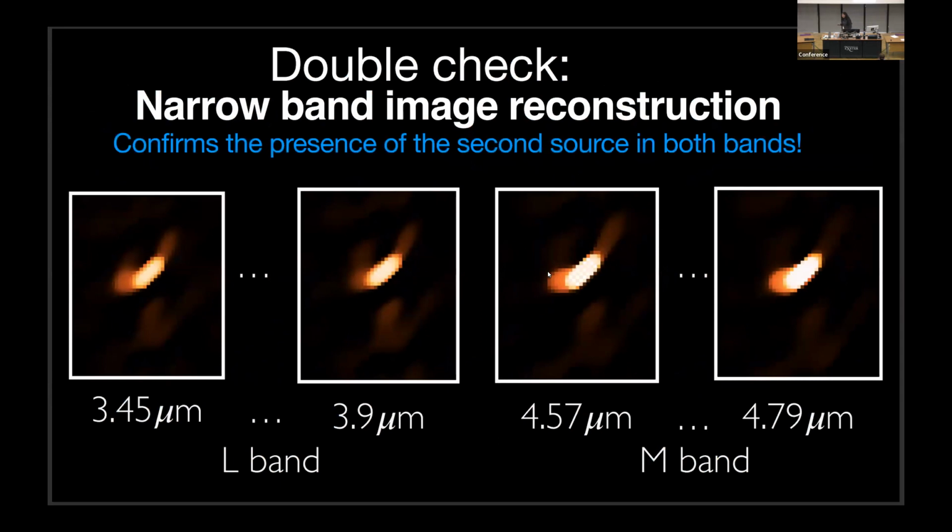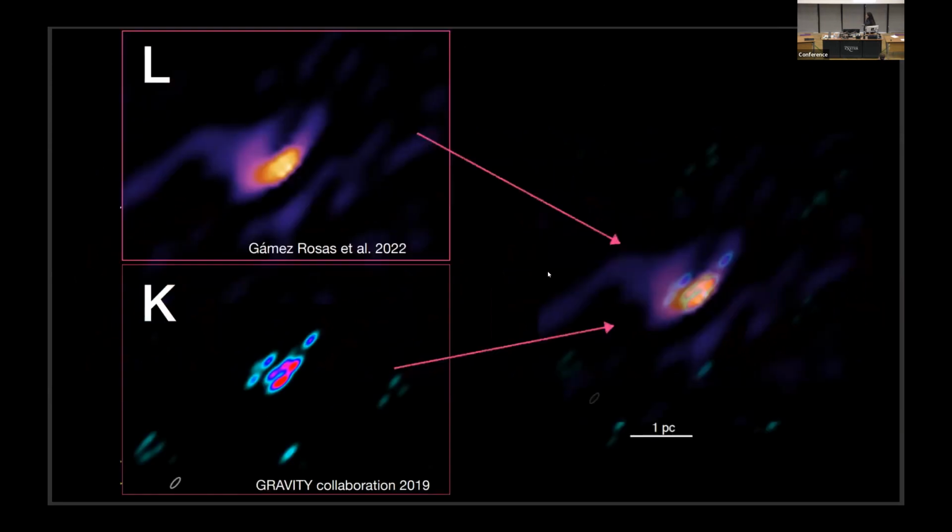Now, we were actually able to prove that that source is real. And we did this by doing some narrow band image reconstruction. And we see that when we take the medians of all these, the source is there. The source is there all throughout the L and M bands. So this was very nice.